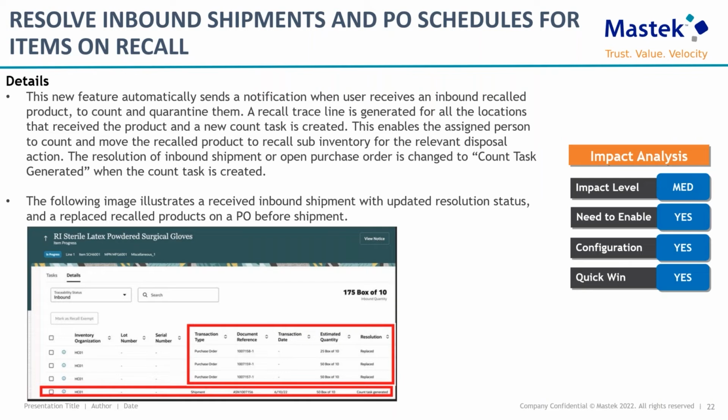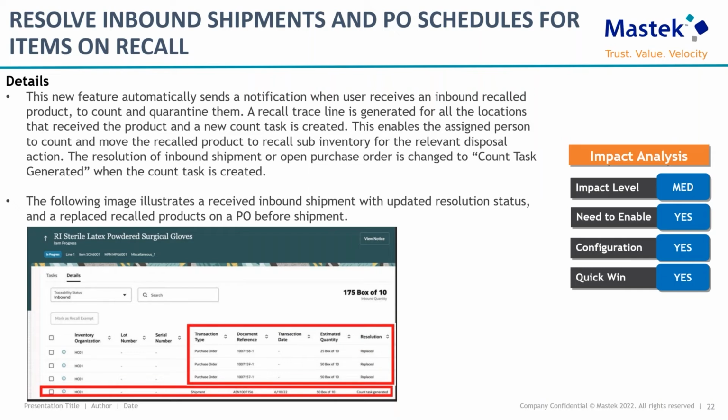A recall trace line is generated for all the locations that have received the product and a new count task is created. This enables the assigned person to count and move the recalled product to a recall sub-inventory for a relevant disposal action. In the recall notice, the resolution of the inbound shipment or open purchase order is changed to count task generated when the count task is created. The image here shows a recall line for an inbound shipment, that's the last one, as well as open POs having replaced recall products. These are the top three ones before it's shipped.